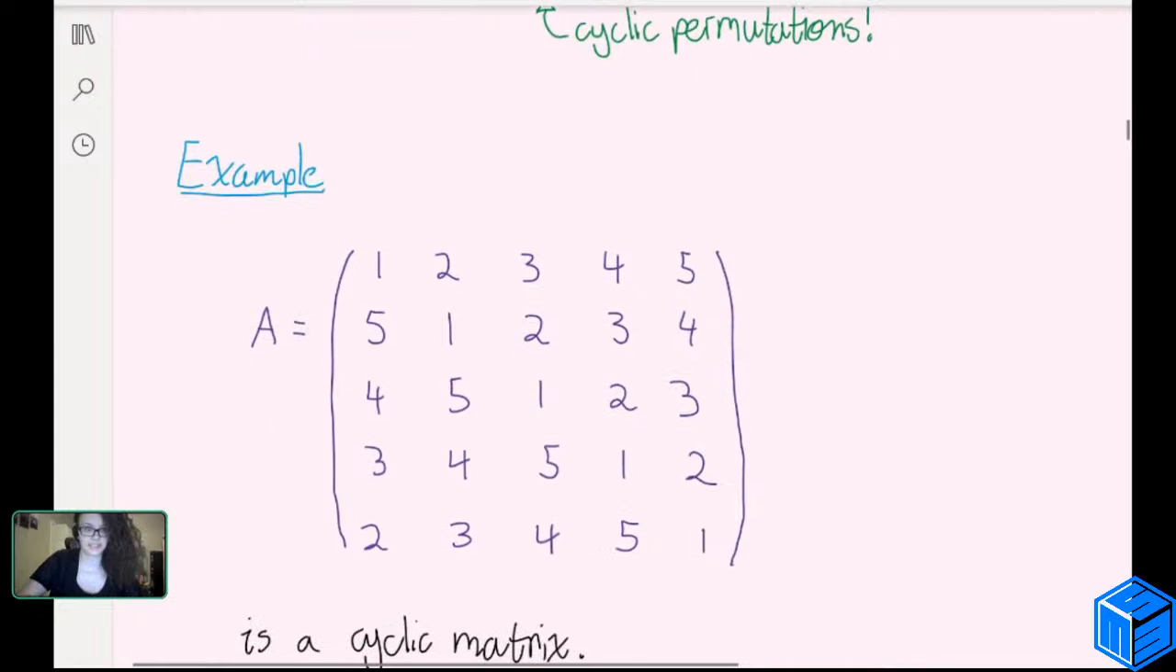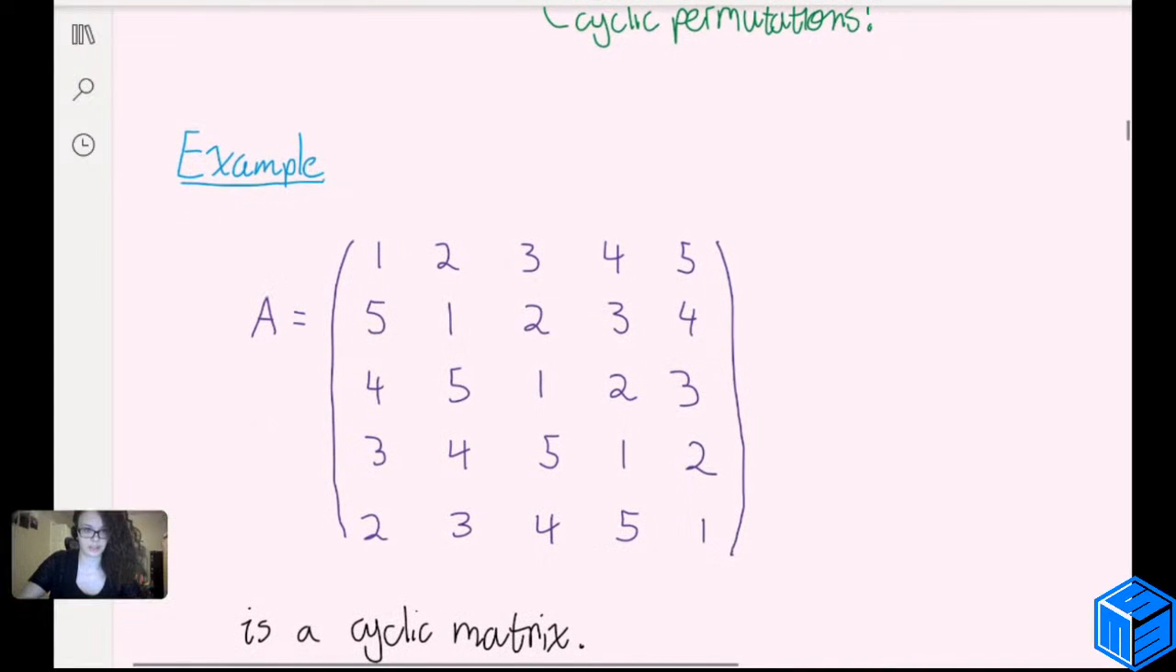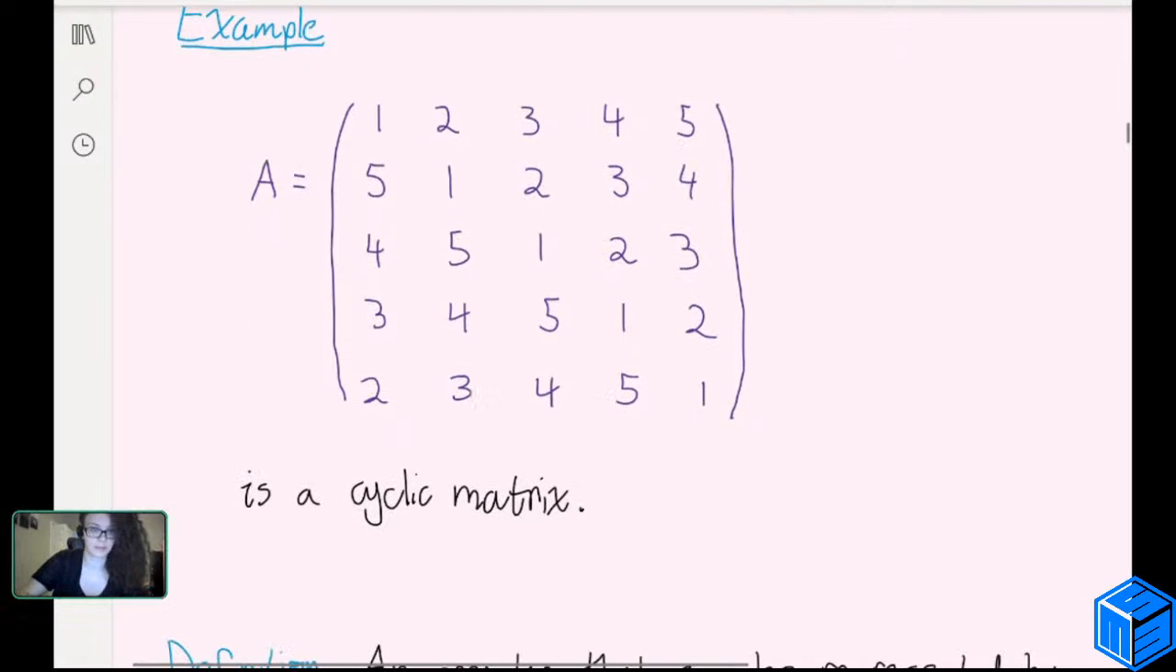And so here's an example. We can even start at the top right. So we've got 5, 4, 3, 2, 1, and then 5, 4, 3, 2. And so we'll notice that the diagonal only appears once, those entries.